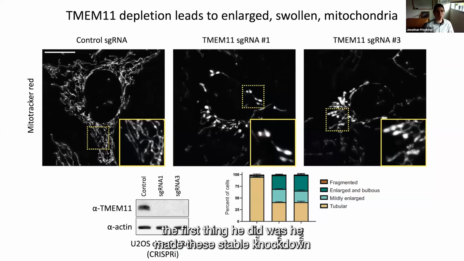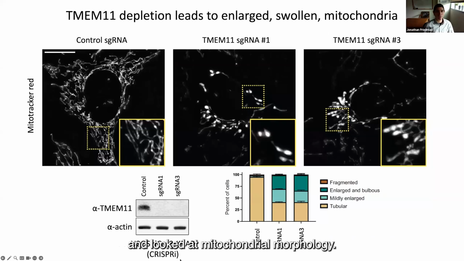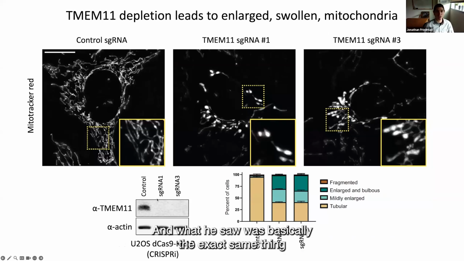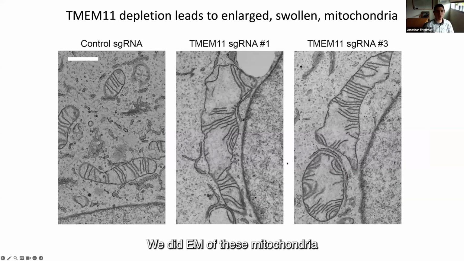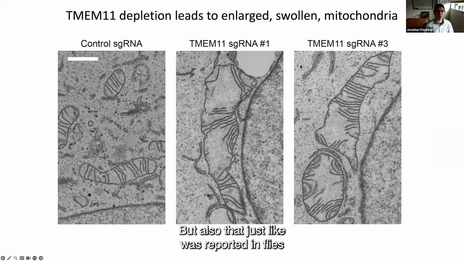And so when Oz joined the lab, the first thing he did was he made these stable knockdown lines using CRISPRi and looked at mitochondrial morphology. And what he saw was basically the exact same thing that was previously observed in flies, that if you get rid of TMEM11 with 2 different guide RNAs, you can see that the mitochondria balloon up in size and have this really aberrant structure. We did EM of these mitochondria, and again, the images on the left of our control cells are drawn to scale with the knockdown cells. You can see that the mitochondria really swell up and have this ballooned phenotype, but also that just like was reported in flies, the cristae seem to be very long and very curved.